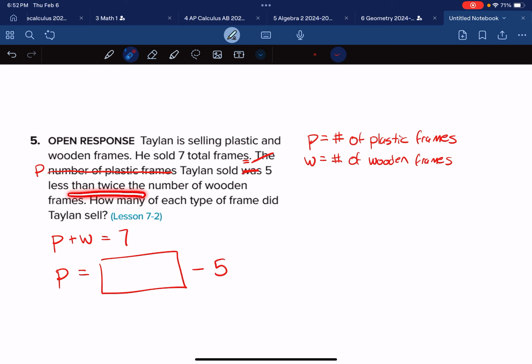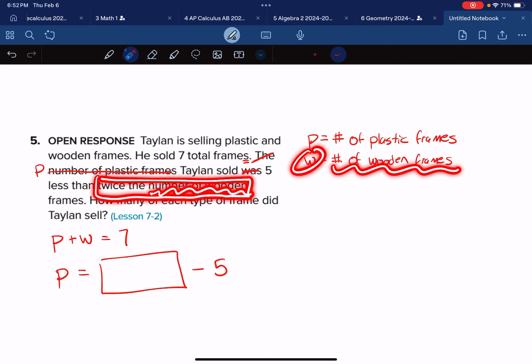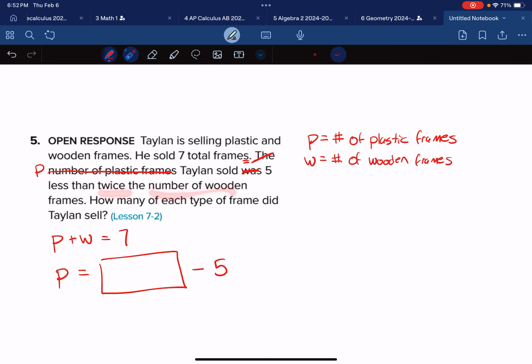So I've got the 5 less than, and then here's the twice the number of wooden frames. Well, the number of wooden frames is just W. So this says twice of W, or 2 times W. So I have 2 times W in here, and I can go ahead and erase stuff and move things around, and I have 2 equations. First equation, second equation. Notice this is referencing 7-2, which was the lesson where we learned substitution.